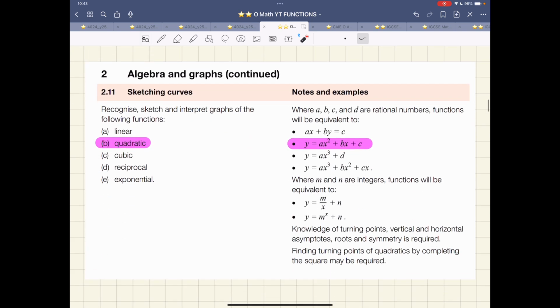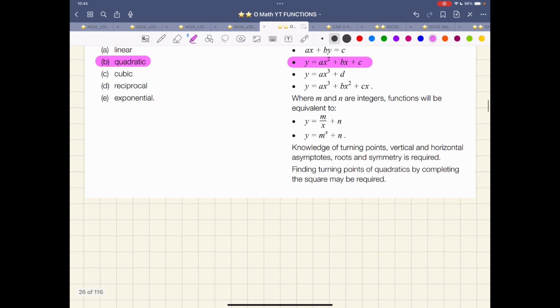So when we look at the syllabus of section 2, out of the 9 topics, the second one is reserved for algebra and graphs, and the subtopic is 2.11, that is sketching curves. In sketching curves, let's focus on quadratics. And what else is related with quadratics? We are focusing on the knowledge of turning points, vertical and horizontal asymptotes, but that's not needed for quadratics. We are interested in roots and we are interested in summary.